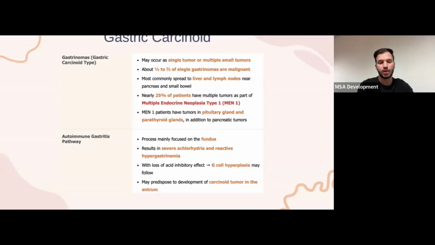Now, for the autoimmune gastritis, it's mainly in the fundus. It results in severe achlorhydria and reactive hypergastrinemia with a G cell hyperplasia, of course. And this can predispose to development of carcinoid tumor in the antrum.